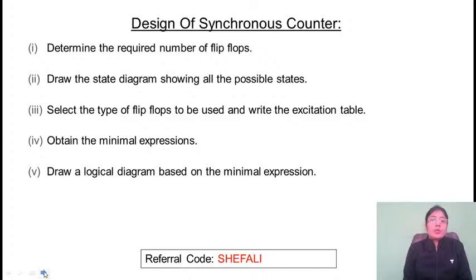So next we have designing of synchronous counters. First of all, in the designing of synchronous counters, they'll give you the sequence that needs to be generated by the counter. According to that, first of all you have to determine how many flip-flops are required.